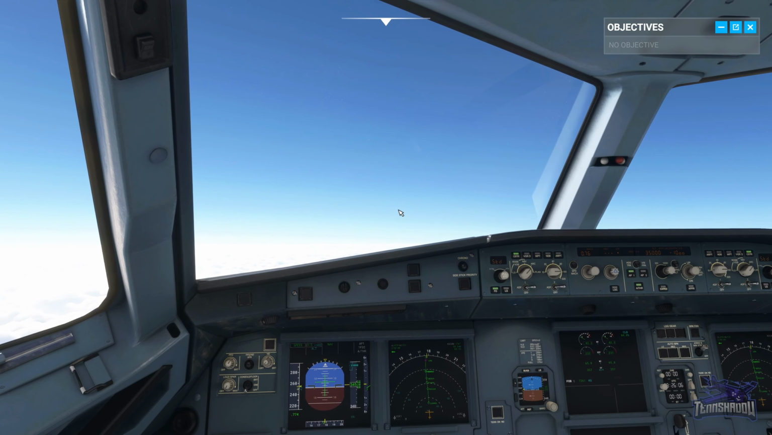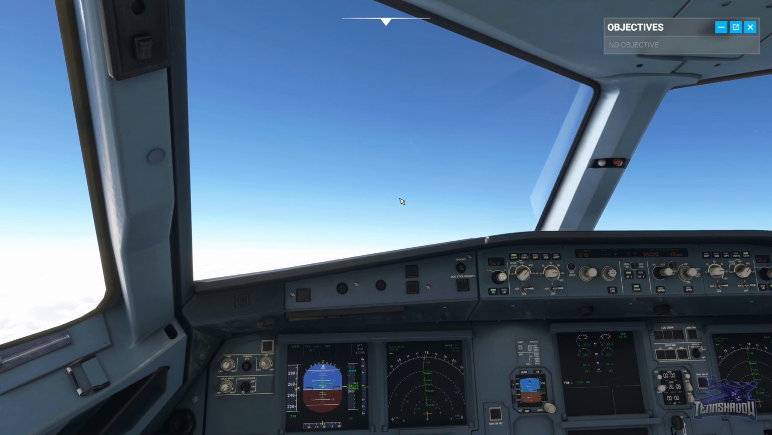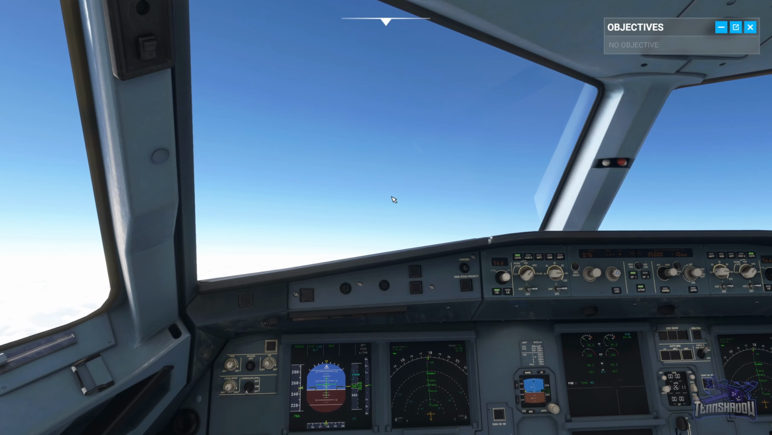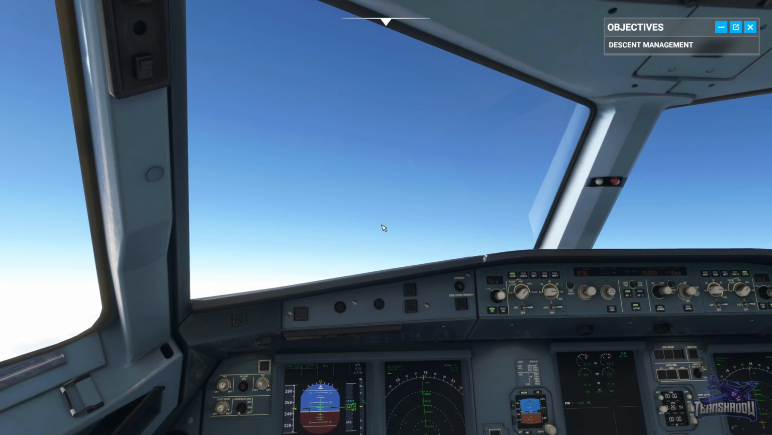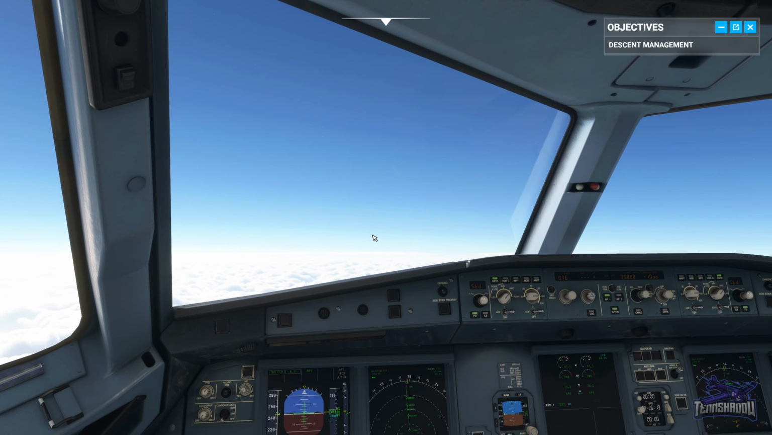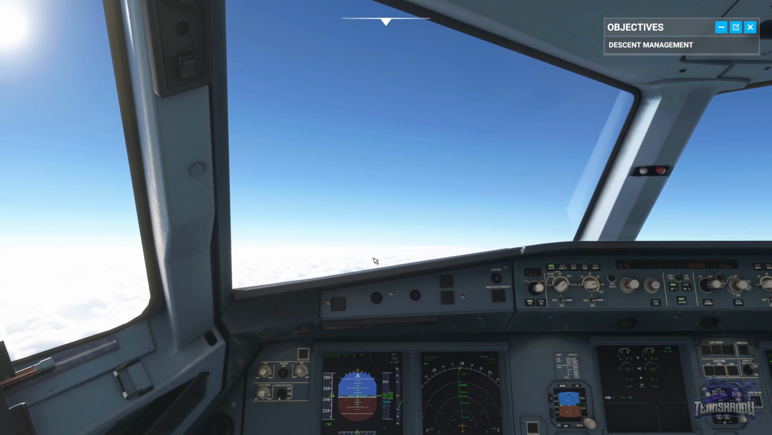Just levelling off at flight level 350 as we await further descent clearance. Let's look at how we manage descending from high altitudes. Descending an airliner from the cruise is an exercise in energy management.